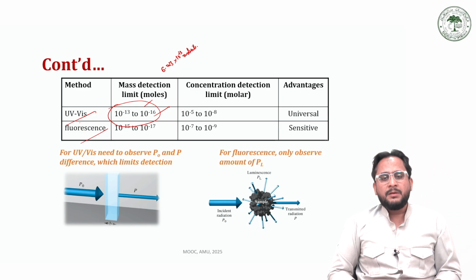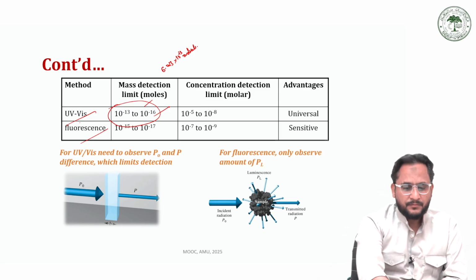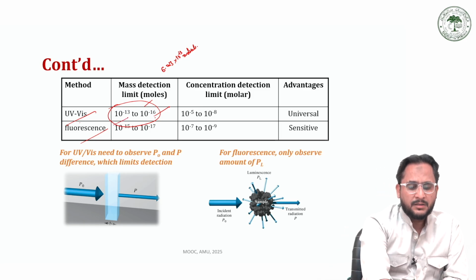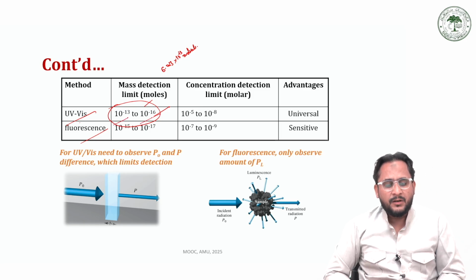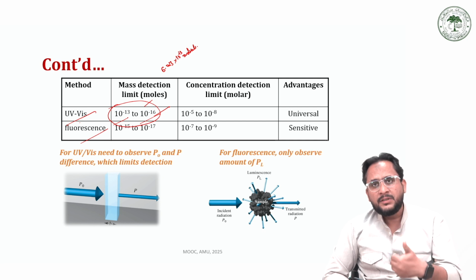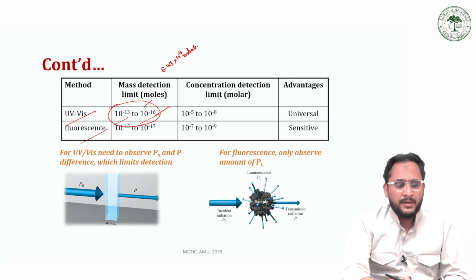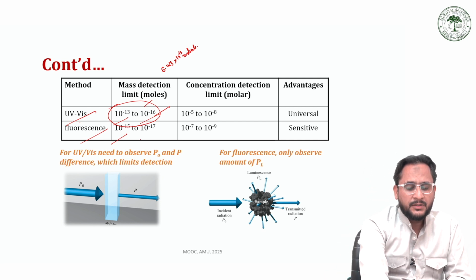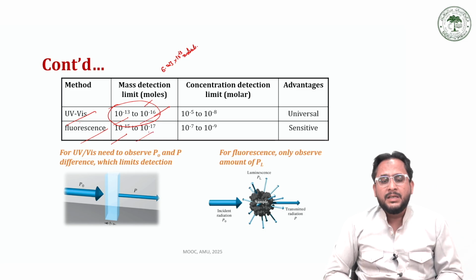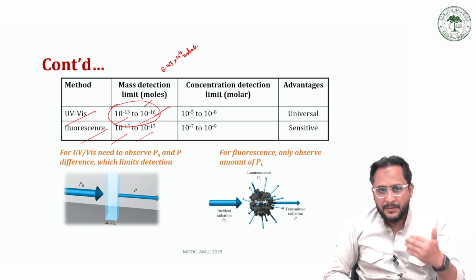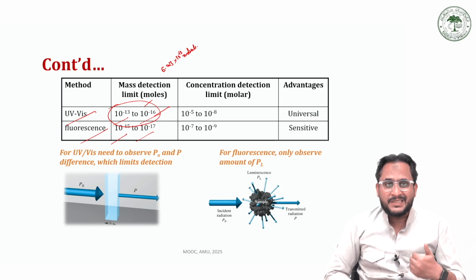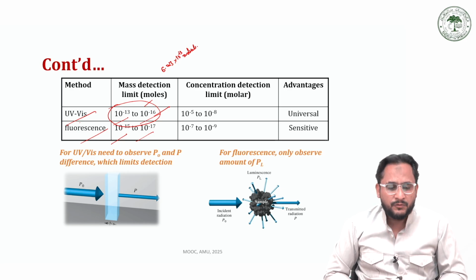So UV visible can be used for the detection of moles from 10 raised to the power minus 13 to 10 raised to the power minus 16, while with fluorescence we can go to lower values, from 10 raised to the power minus 15 to 10 raised to the power minus 17 moles. It is even 10 times more sensitive as compared to our UV visible technique.